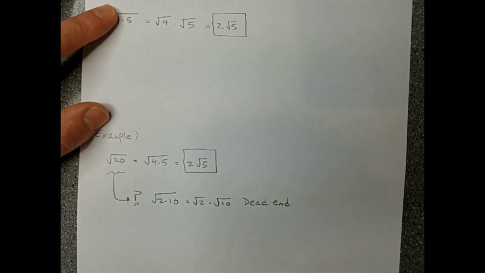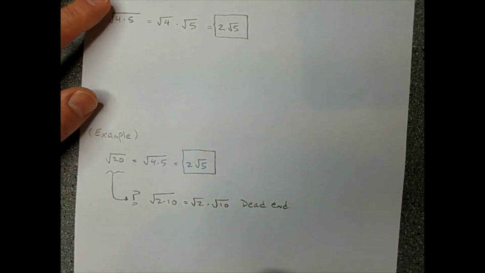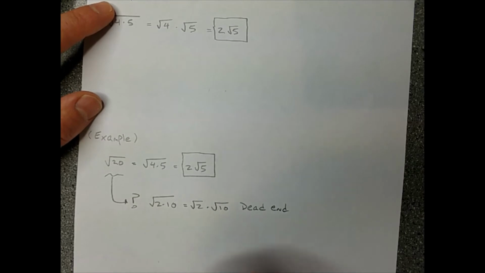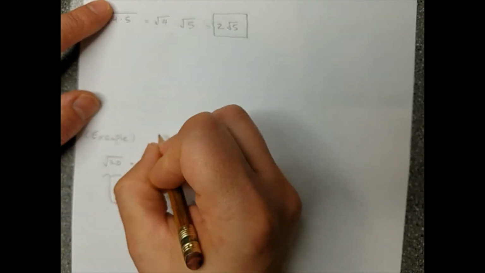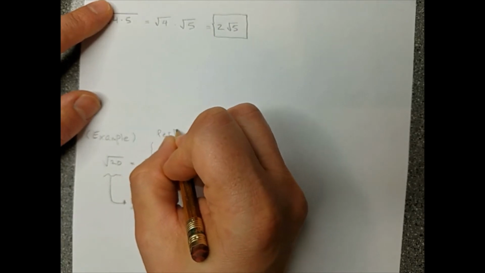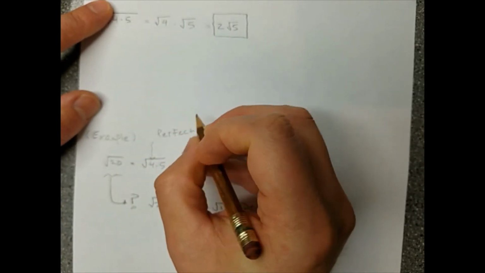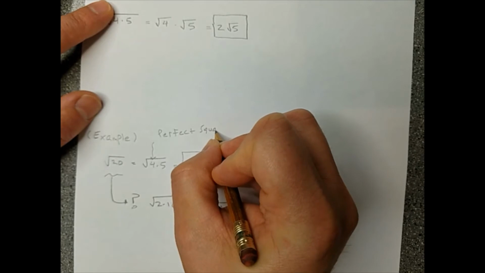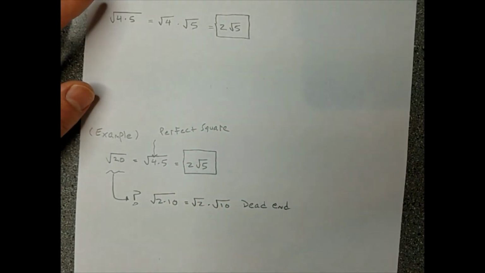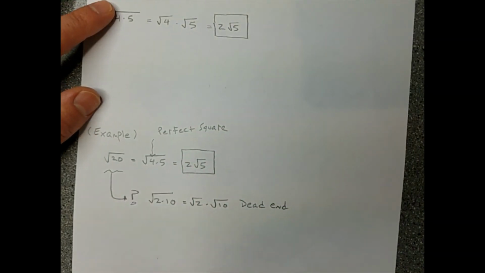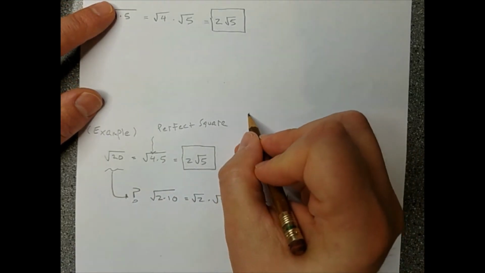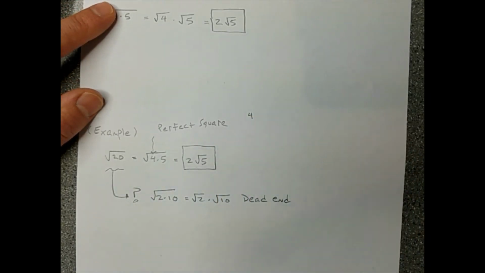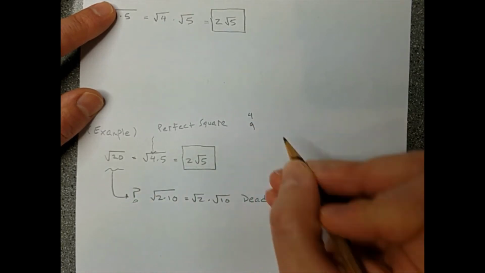Okay? So what we want to do when we see these is try to factor the number in a way that we get what's called a perfect square. Okay? And all that a perfect square is, is a number whose square root is a nice round number. So for example, 4 is a perfect square. 9 is a perfect square.